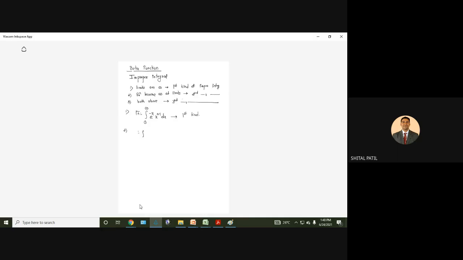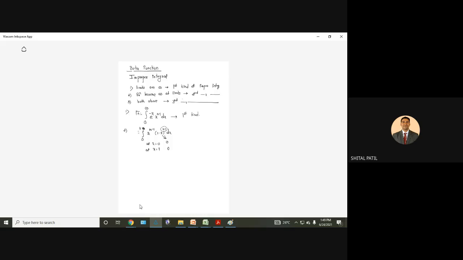Now consider this integral, 0 to 1. If we substitute x equal to 0, we have 0. At x equal to 0, the integral equal to 0. At x equal to 1, the integral becomes 0. And again, it depends upon this n minus 1. So it is an improper integral of second kind.